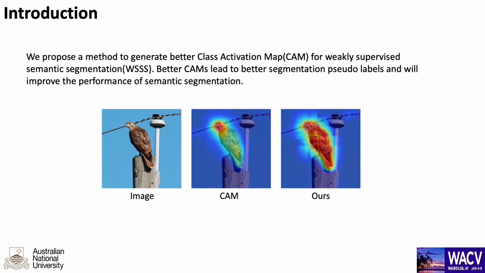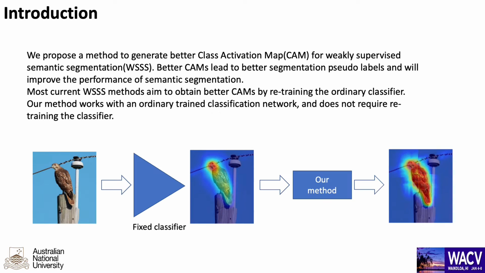In this work, we propose a method to generate better CAMs for weakly supervised semantic segmentation, as shown in the image below. Better class activation maps lead to better segmentation pseudo-labels and will improve the performance of semantic segmentation. As most current weakly supervised semantic segmentation methods aim to obtain better CAMs by retraining the ordinary classifier, our method works with an ordinary trained classification network fixed and does not require retraining this classifier, which means that our method can be implemented in the inference stage.